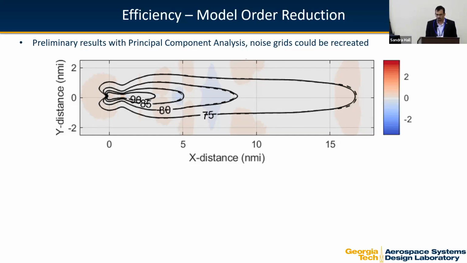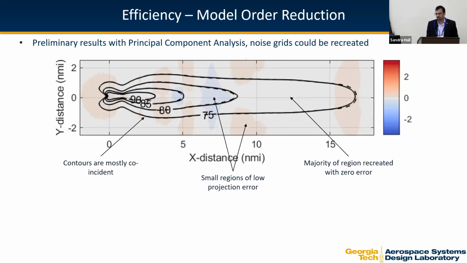And then both these sets of contours are overlaid on a color map in the background. The color map is referencing the color bar on the right-hand side. Red colors represent over prediction by our tool. Blue is under prediction, and the intensity of the color shows the magnitude of error in that region. As you can see, contours are mostly coincident. We have some small pockets of low error, about half a decibel here and there. But the majority of the region is gray, so that was recreated with 0 error.